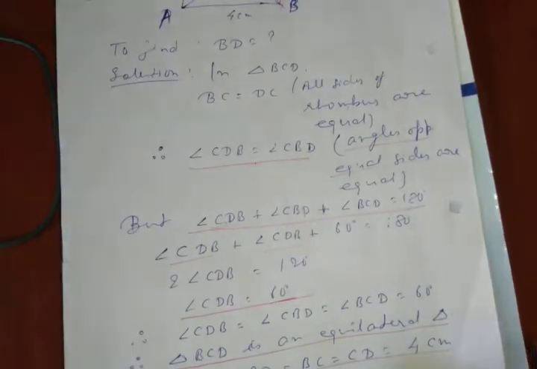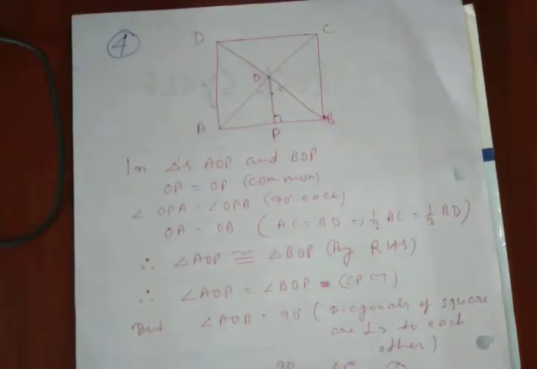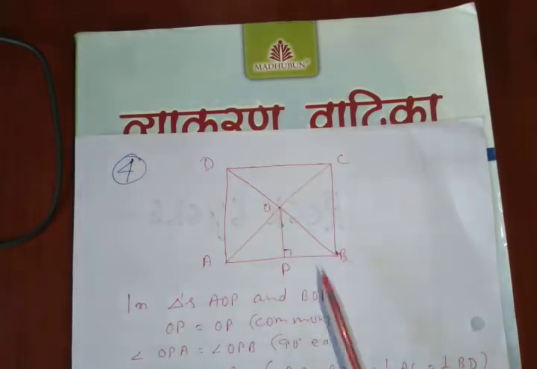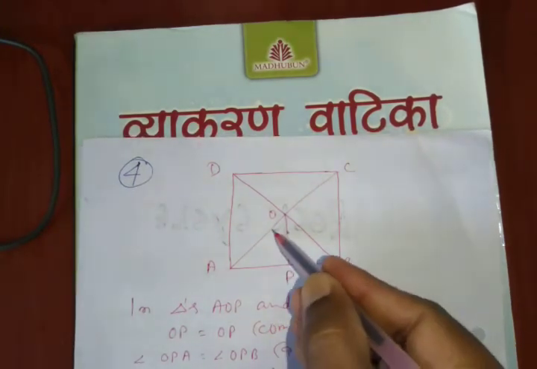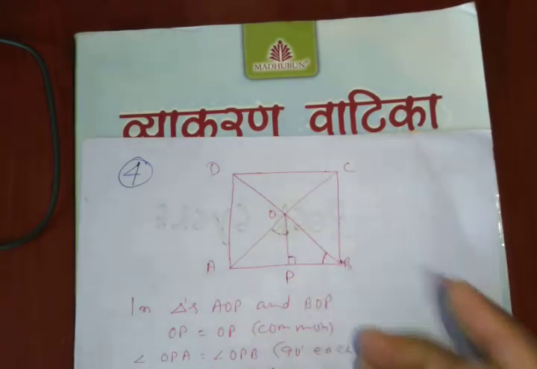And the next question, number 4. Here is this answer. In this question again, we are given a square ABCD, and the diagonals intersect at O. The diagonals are this and this, intersecting at O, and OP is perpendicular to AB. Then we have to prove that angle AOP, that is this angle, is equal to PBO, that is this angle.